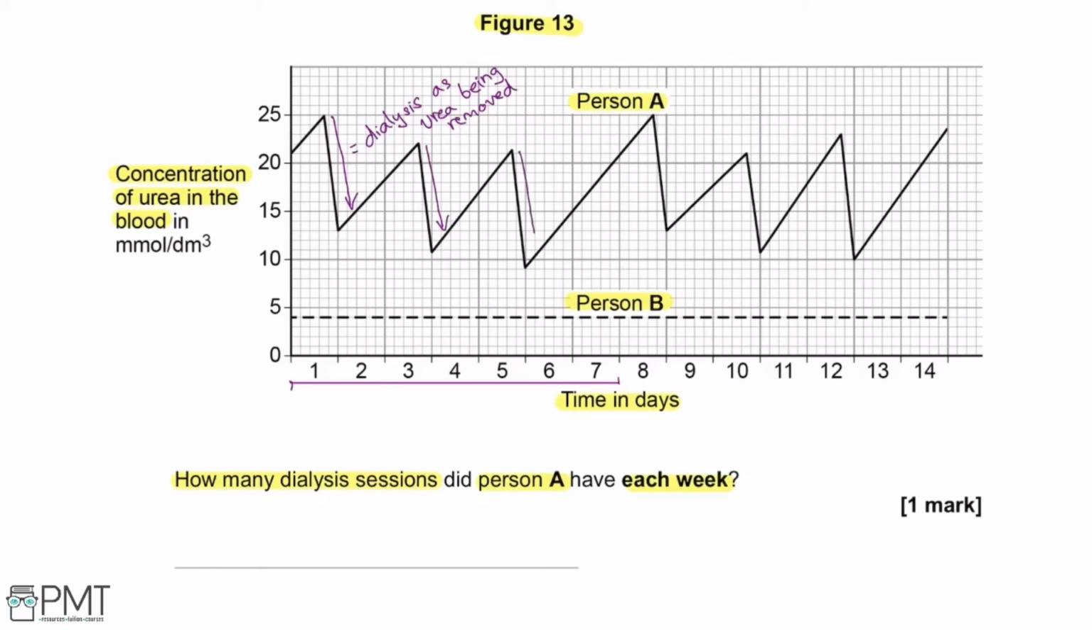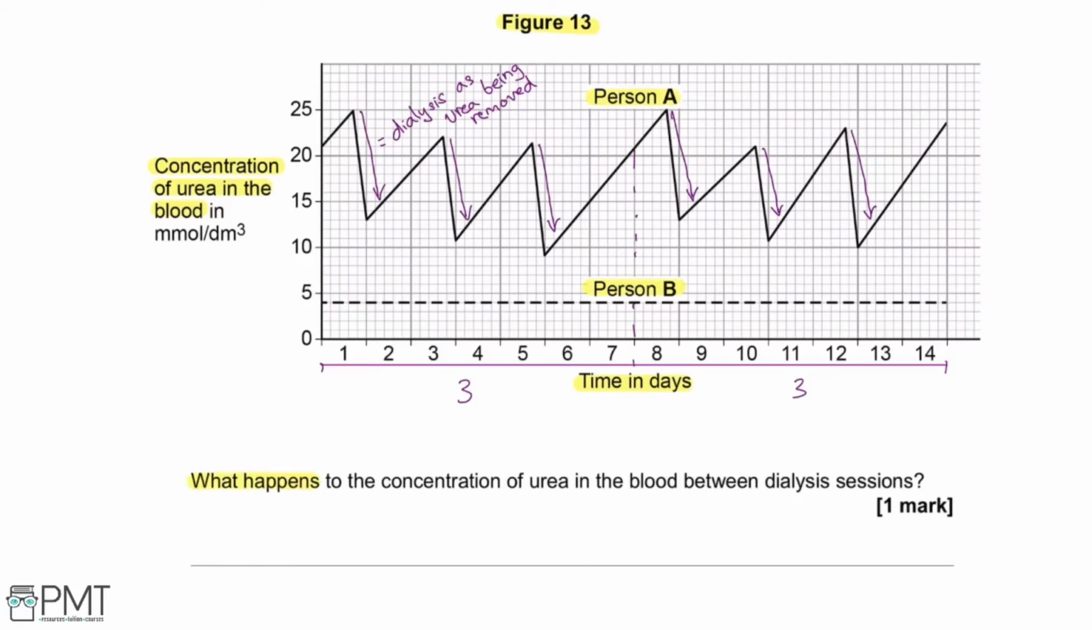So there's one between 1 and 2 days, another between 3 and 4 days, and another between 5 and 6 days. So that's 3. We can then check this by looking at the second set of 7 days, because we've got that time span. And again, we can see that there is 1 drop between 8 and 9 days, 1 between 10 and 11, and the last between 12 and 13. So that's also 3, and we can confirm the answer is 3.